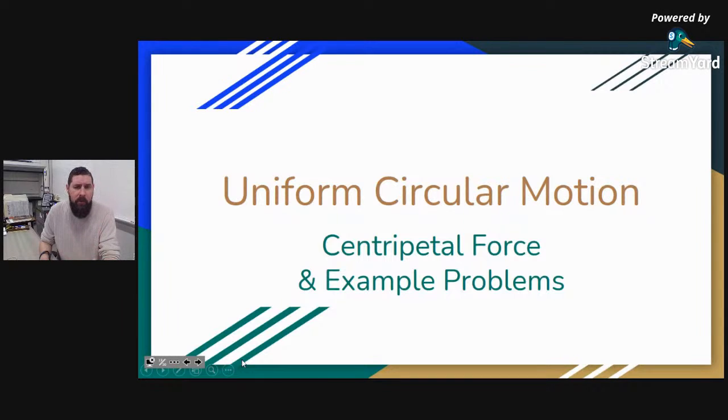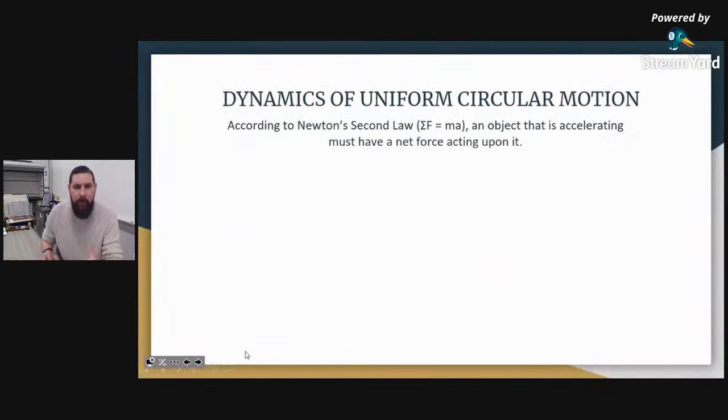Uniform circular motion dealing with centripetal force. So what exactly is centripetal force? Well, again, we have to go back and look at the kinematics. According to Newton's second law, net force always equals mass times acceleration. So an object that's accelerating has to have some type of net force acting on it.